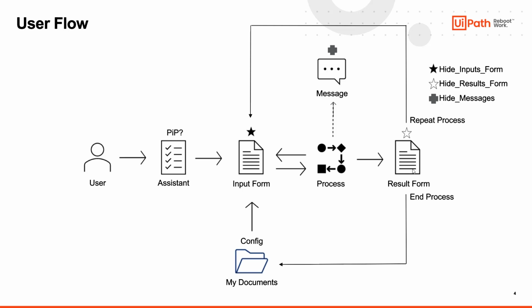And then if the user closes the process, then it will go ahead and overwrite that local config file so it can be used the next time the automation is run. The user can also press repeat process from the final form, which will bring it back to the input form. So this way, we provide the end user the ability to jump in and out of the automation or repeat the automation without having to restart it all from scratch. And then, of course, they have the options in the assistant to hide any one of these elements.